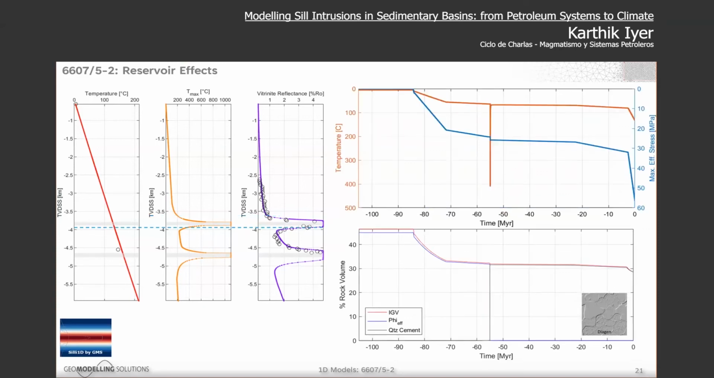Let's look at another point here. It's slightly closer to the sill. And if your reservoir is there, you again have this spike in temperature, but it's a much bigger spike. It goes to 400 degrees. And even though it's short-lived, now we start seeing the effects of quartz cementation there. There's again burial, decrease in porosity, and porosity basically goes down to zero because everything is cemented because of this increase in temperature. So if my reservoir was this close to a sill, then not only does it affect maturation across it, it could completely destroy my reservoir in this region, potentially.